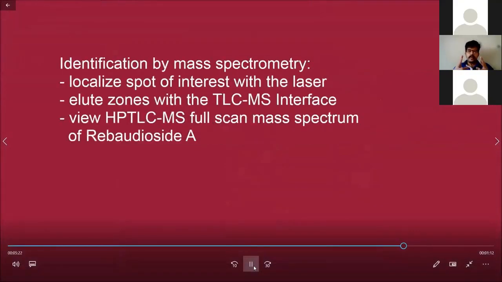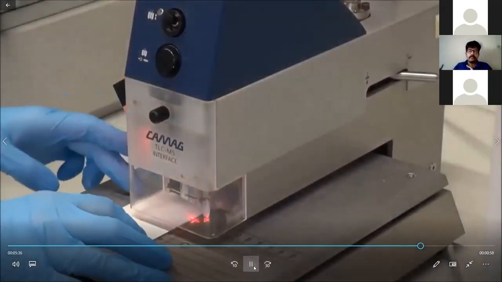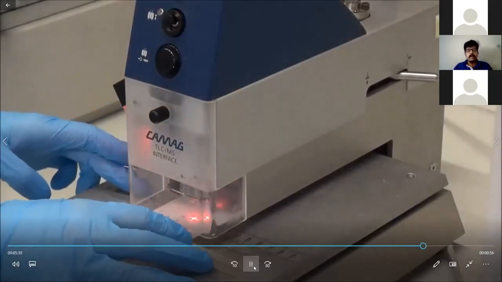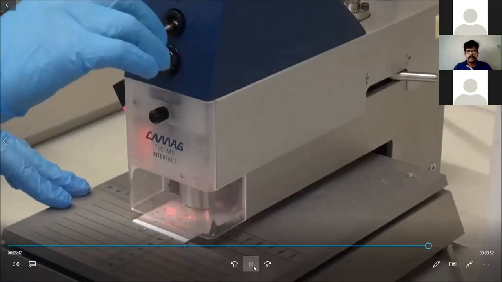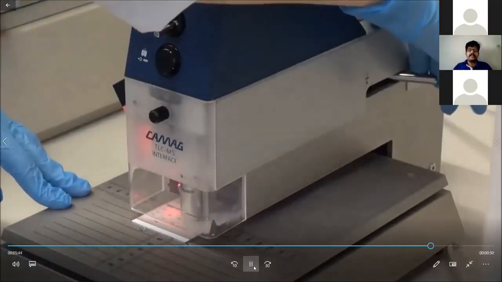So it does not end here. You have a TLC-MS interface, which is a kind of hyphenation. The existing HPTLC can be hyphenated to get MS data, or you can collect the fractions in vials and do further investigation of those molecules. That is also possible. Here you see the spot being picked directly from the plate and sent into the mass spectrometer.